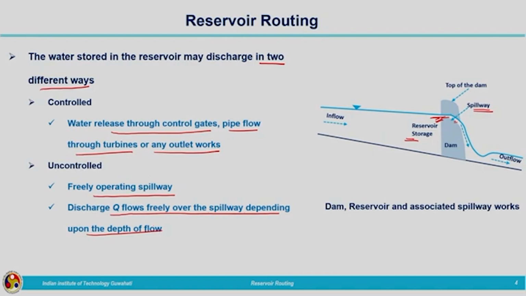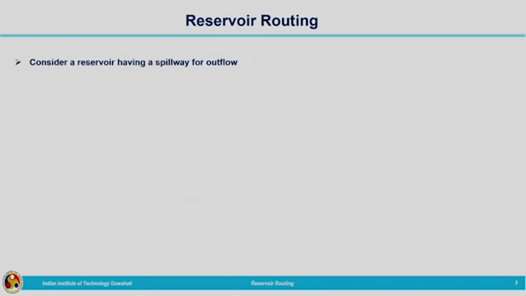The flow, that is the outflow from the reservoir, depends on the water present in the reservoir. How much is the head which is causing the flow depends on the water depth or water level in the reservoir. Now, consider a reservoir having a spillway for outflow. That spillway may be freely flowing or may be working based on the controlled principle.